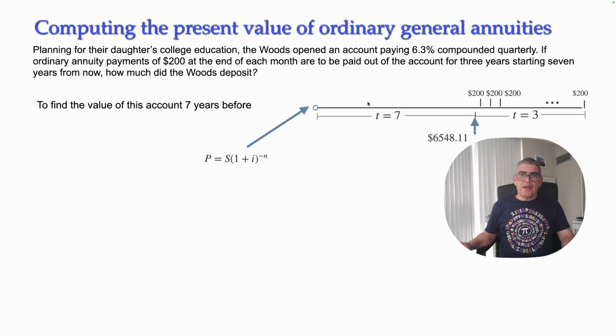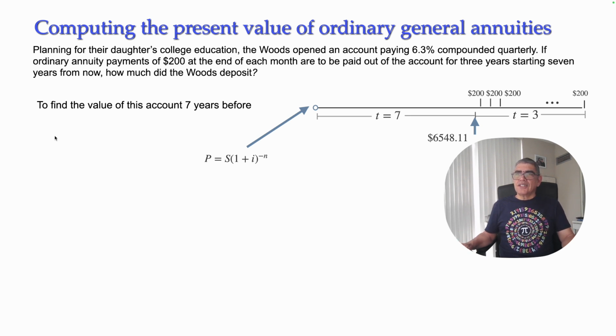And this n is the number of conversion periods. There is no payment here. So actually the n in a formula of compound interest is the number of conversion periods. And the number of conversion periods in this case is easy to compute because it will be 7 years and the interest is compounded quarterly. So it will be 7 times 4 if we want to know the number of conversion periods.